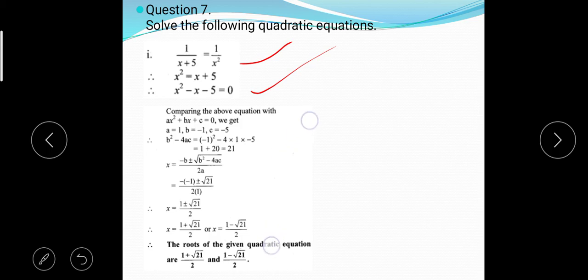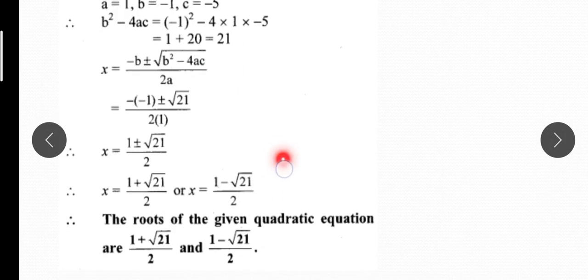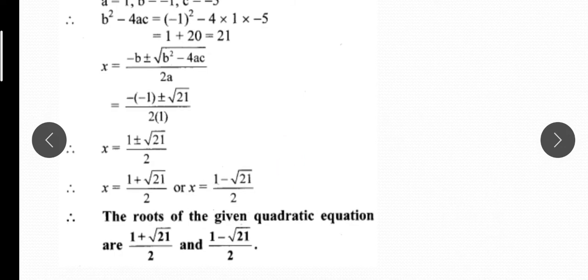Now compare the above equation with the general equation ax square plus bx plus c is equal to 0. So the coefficient a is 1, b is minus 1 and c is minus 5. So find b square minus 4ac. After getting the value of b square minus 4ac, that is 21. Now how to find the roots of the quadratic equation?